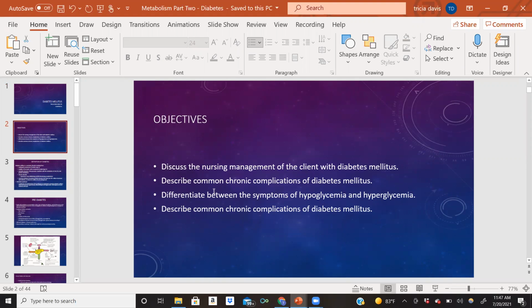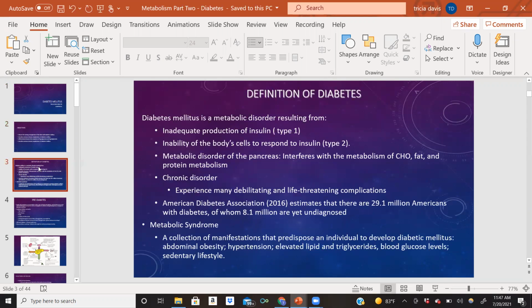So your objectives for this lecture are to discuss the nursing management of the client with diabetes mellitus, describe common chronic complications of diabetes mellitus, differentiate between the symptoms of hypoglycemia and hyperglycemia, and to describe common chronic complications associated with diabetes mellitus. So diabetes is considered a metabolic disorder.